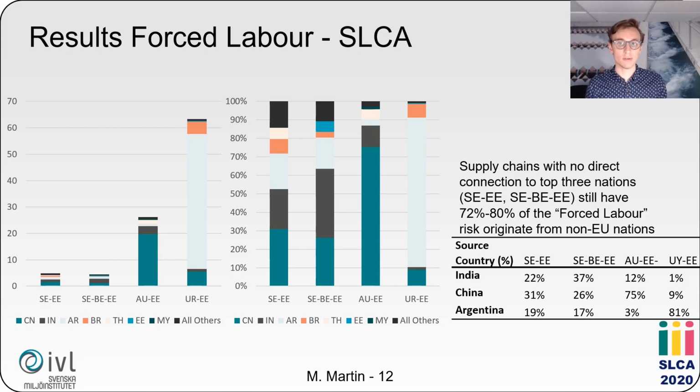However, for the European supply chains, the Swedish and the Swedish-Belgian supply chains, you still see that over 50% of the risk associated with forced labor there is from China and India combined. And for the Swedish-Belgian one, it is over 60% of the risk that originates from either India or China. And for Australia, it is the starkest difference, where 75% alone of the risk originates from China.